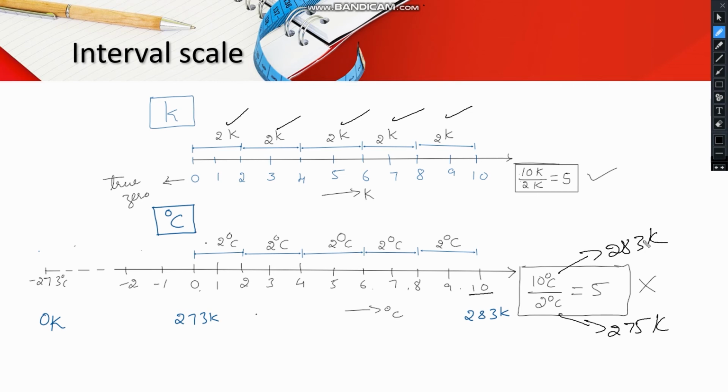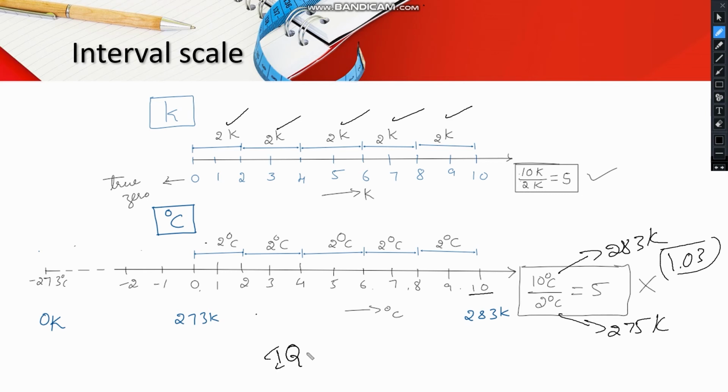To divide or multiply the values of interval scale, first we will convert these values into ratio scale, that is Kelvin scale. Now we can divide these values of Kelvin scale, and that is 283 Kelvin by 275 Kelvin will give us 1.03. Now we can say that 10 degrees Celsius is 1.03 times 2 degrees Celsius. I hope you have understood why we can't multiply or divide the values of interval scale.